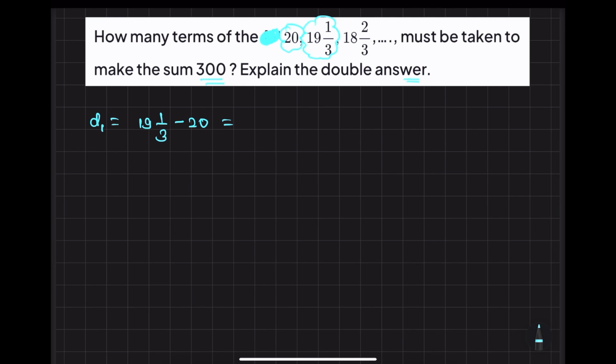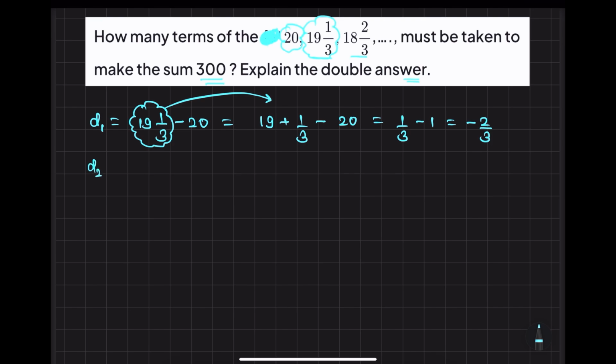Right now you can solve this question easily, but if you observe, all the time you have to deal with mixed fractions. If you don't want to multiply 19 with 3 and then add 1, you can write 19 whole 1 by 3 as 19 plus 1 by 3, minus 20. So you will have 1 by 3 minus 1, so it is minus 2 by 3.